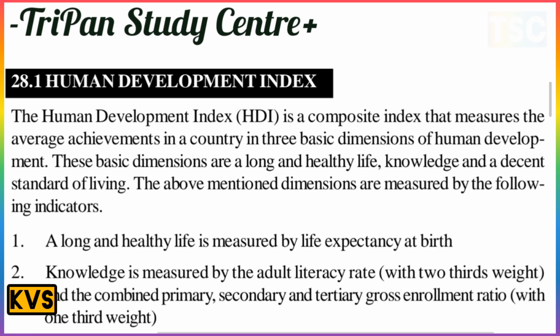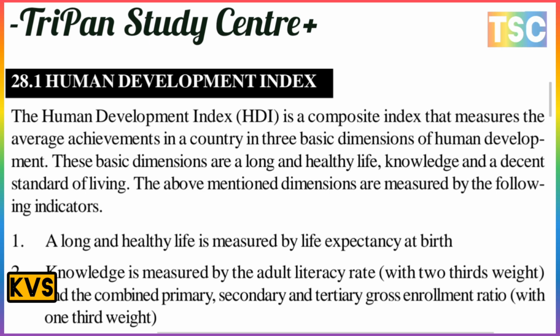HDI is a composite index that measures the average achievement of a country in three basic dimensions of human development. These basic dimensions are a long and healthy life, knowledge, and a decent standard of living. The above-mentioned dimensions are measured by the following indicators.